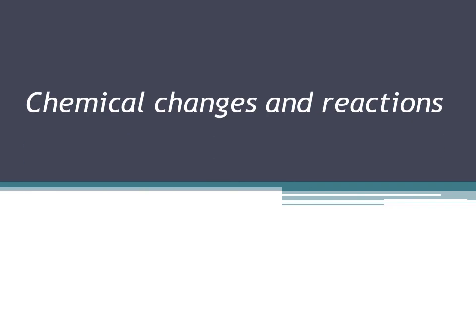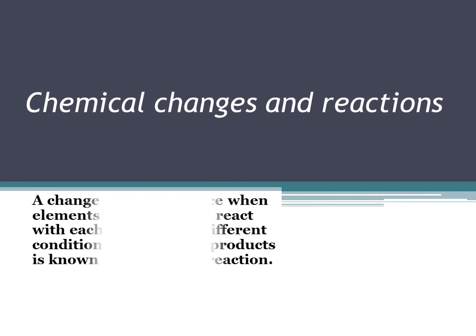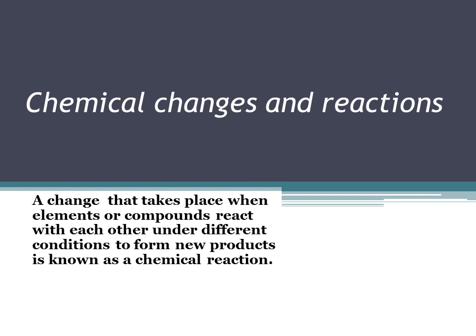Today we are going to study about chemical changes and reactions. A change that takes place when elements or compounds react with each other under different conditions to form new products is known as a chemical reaction. A chemical reaction is another term for a chemical change. The representation of a chemical reaction using symbols or chemical formulae for the reactants and products is known as a chemical equation.